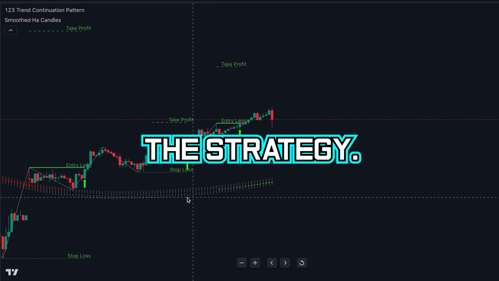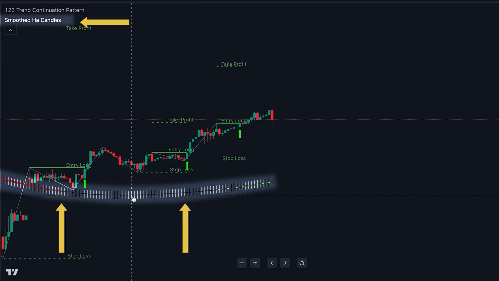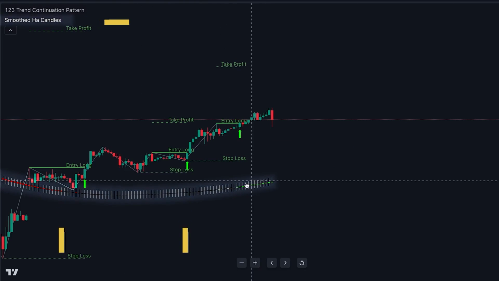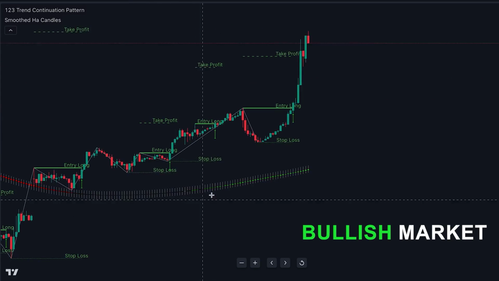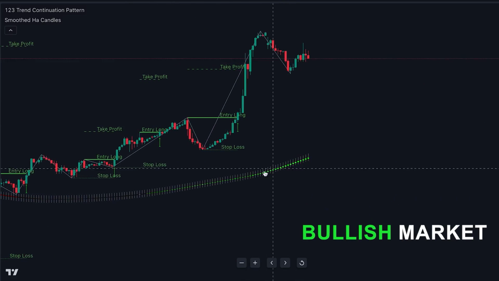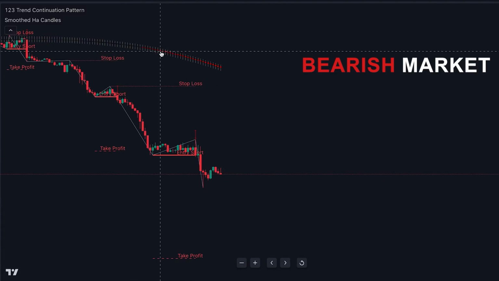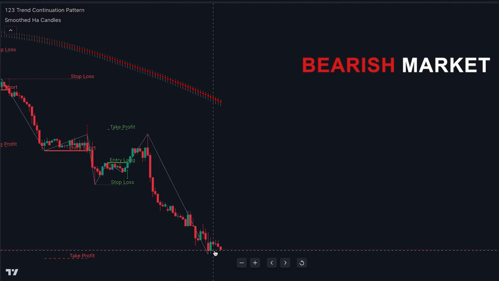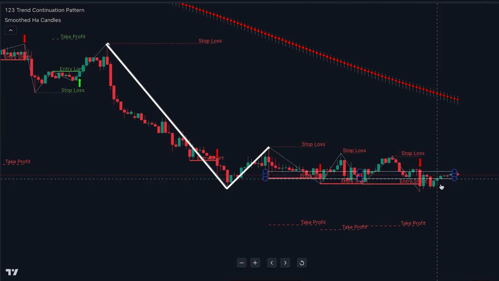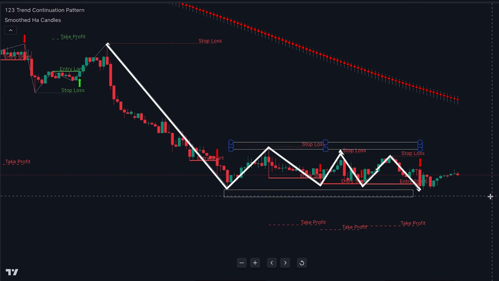Now here is the strategy. We will be using the Smooth Heikin-Ashi indicator to determine the long-term trend in the market. If the candles are printing above the green Heikin-Ashi indicator, the trend is considered bullish and we want to seek bullish market structure trades. And if the price is trending below red Heikin-Ashi candles, this indicates long-term bearish bias, and we want to seek bearish market structure trades. Before entering a position, we also want to ensure that the market is not consolidating between two swing points.